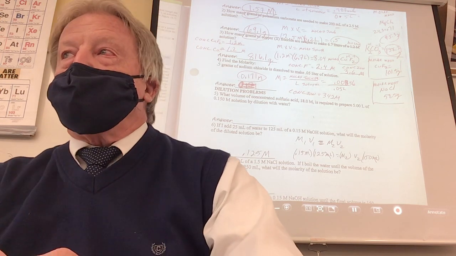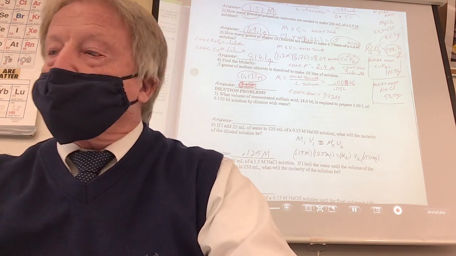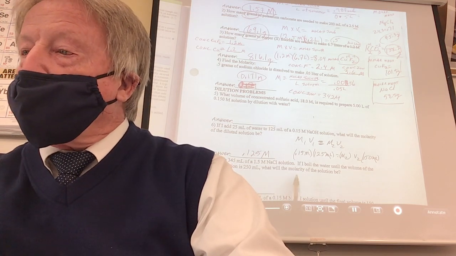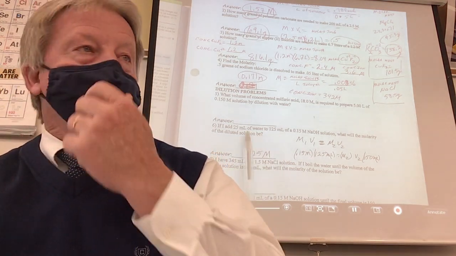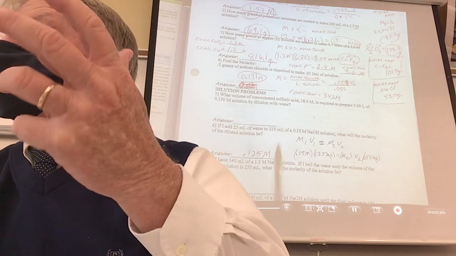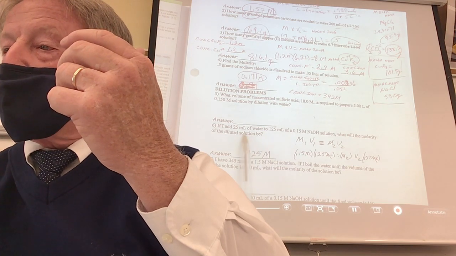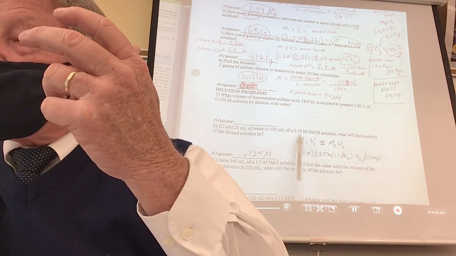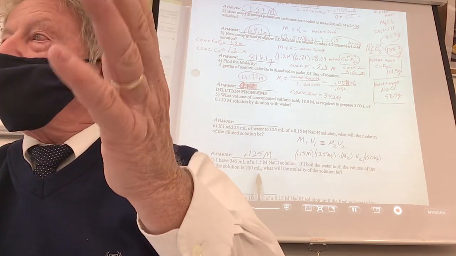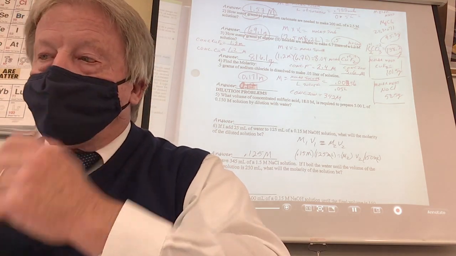Now, I keep looking at your faces. I just need to know what's going on here, all right? That was a little bit of a tricky question because they took 125 out, but then what they add to it, 25 milliliters of water, they should have diluted it, shouldn't it? If the original molarity was 0.15, this should be less than 0.15, shouldn't it? It's more dilute.